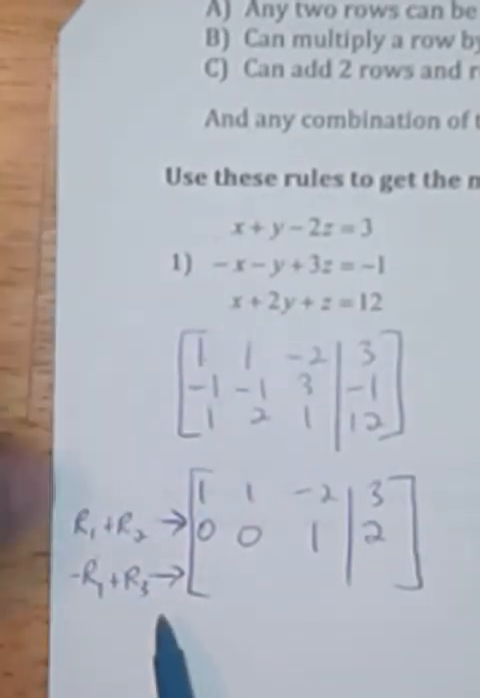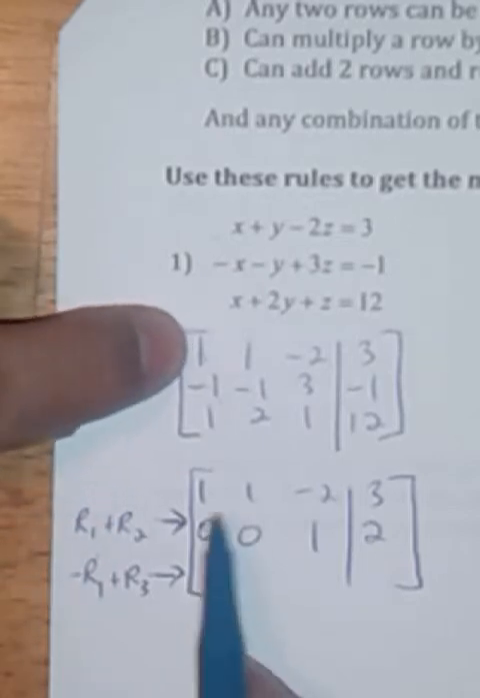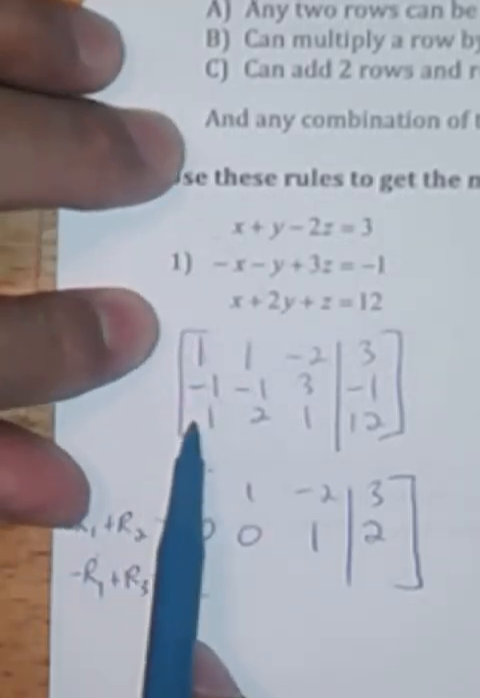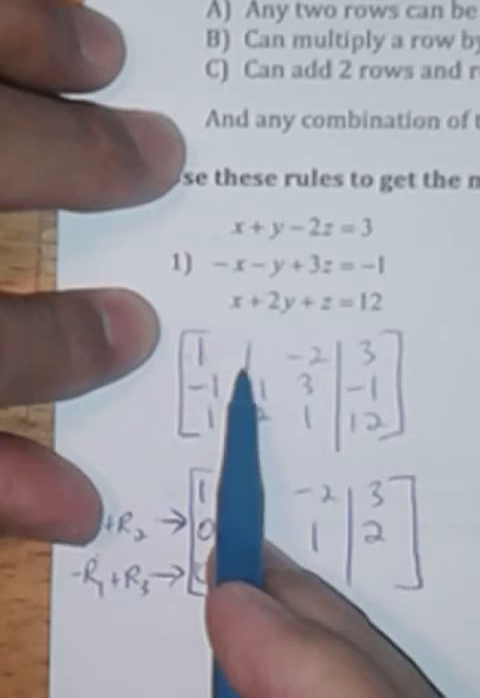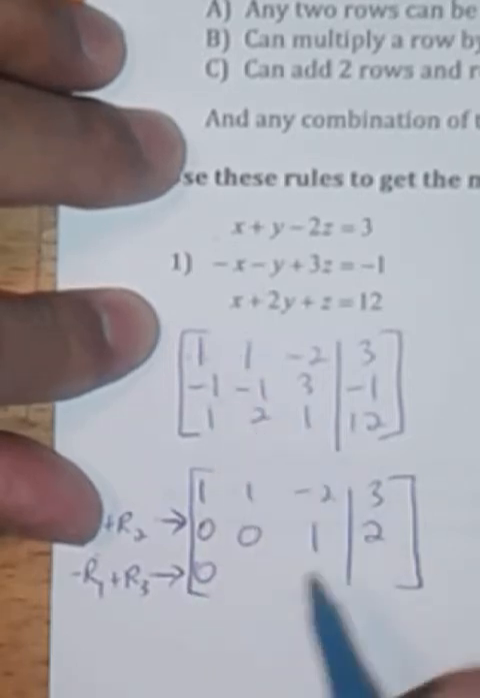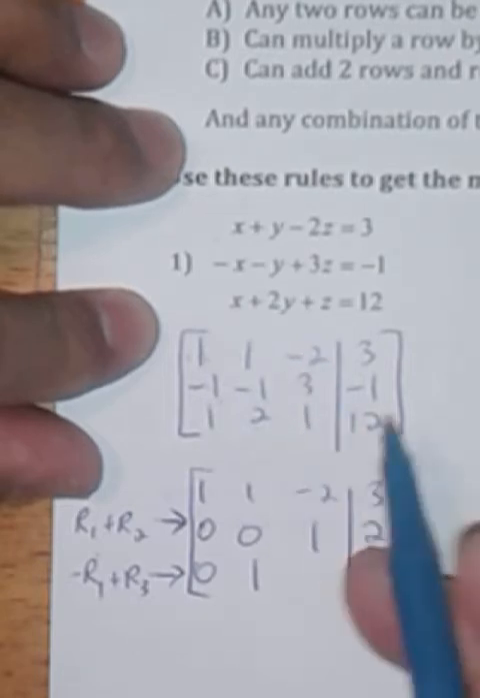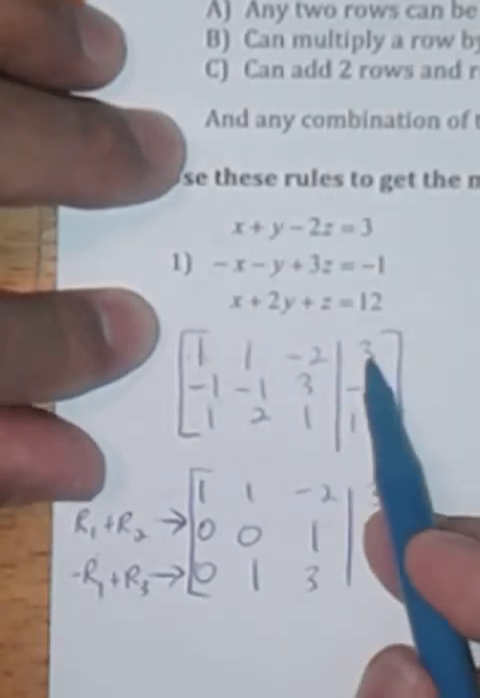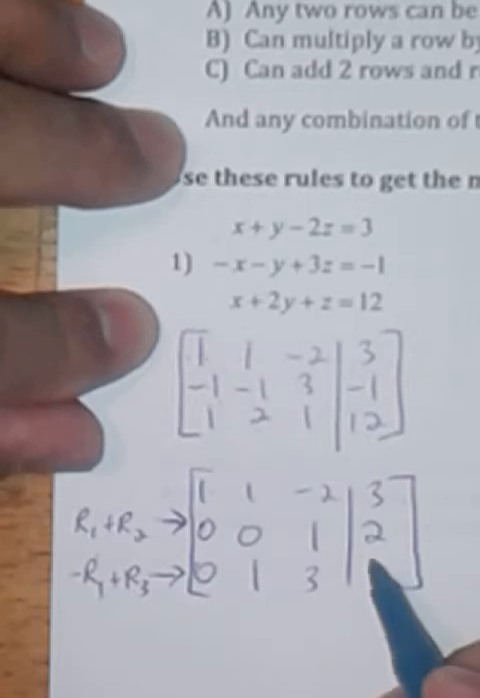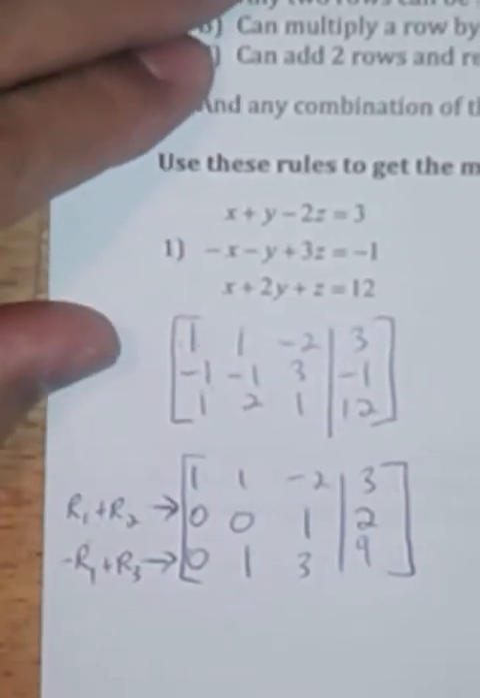All right. Now, negative row 1 plus row 3. So negative of that is negative 1 plus that is 0. Negative of that is negative 1 plus that is 1. Negative of that is 2 plus that is 3. And negative of that is negative 3 plus 12 is 9. Okay, so I'm good so far.